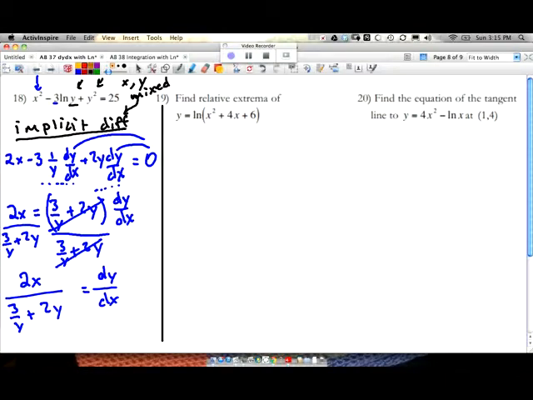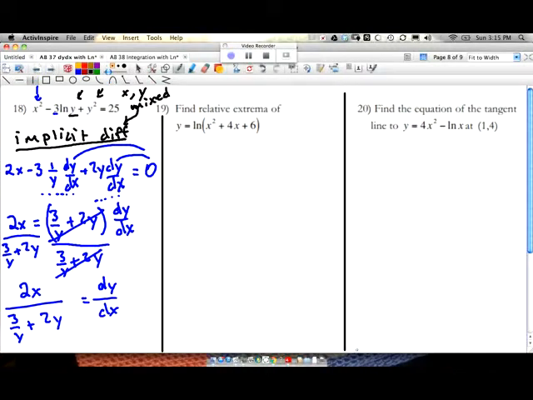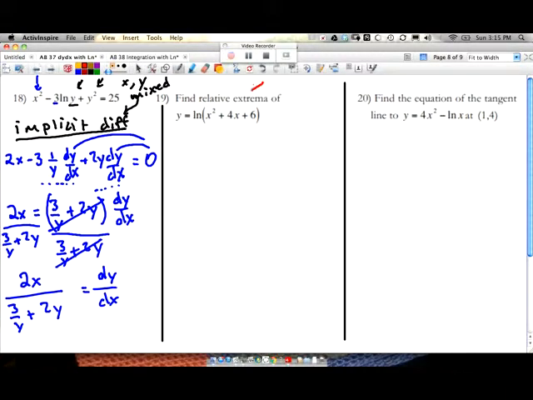It says find the relative extrema of this log function. The first thing I'm thinking of is relative extrema. What's that cluing me into? When I hear the words relative extrema, that usually means a max or a min, local max or local min, which means I've got to figure out when y prime changes sign.